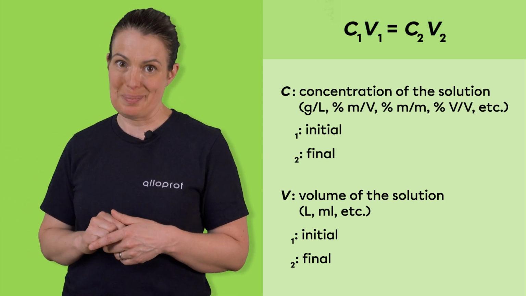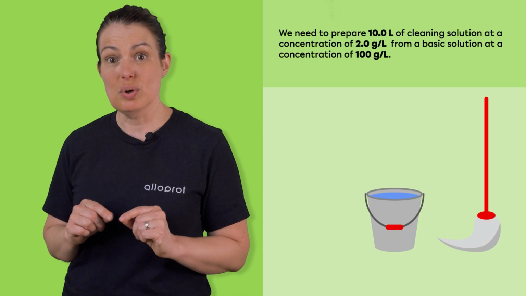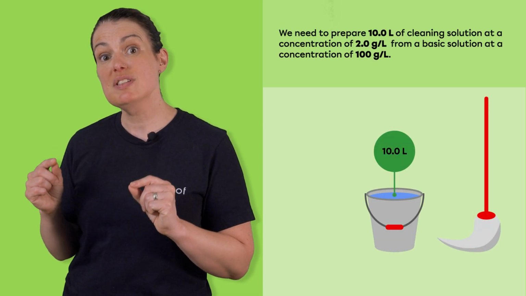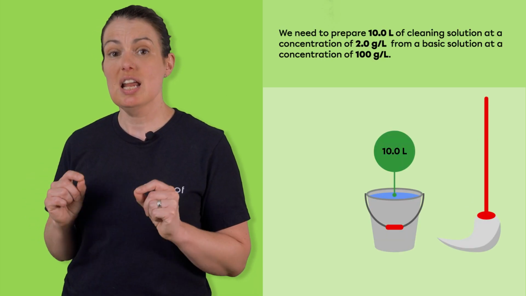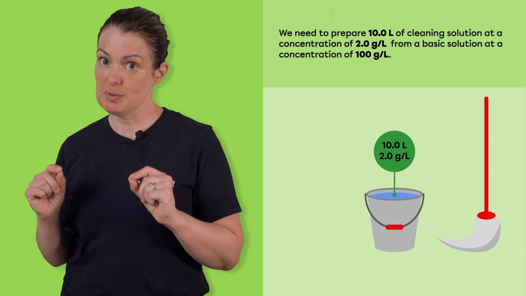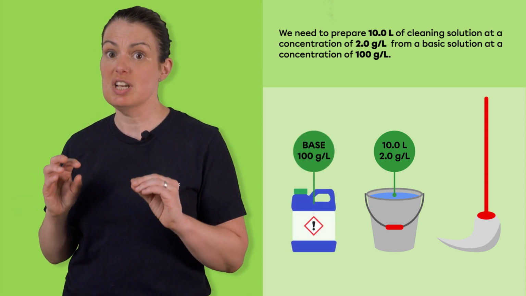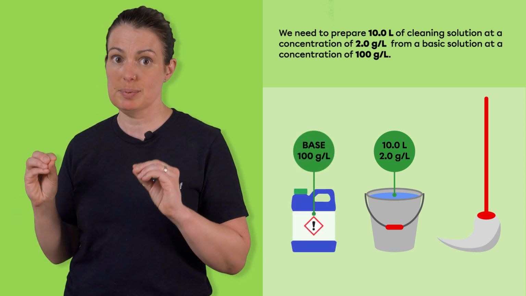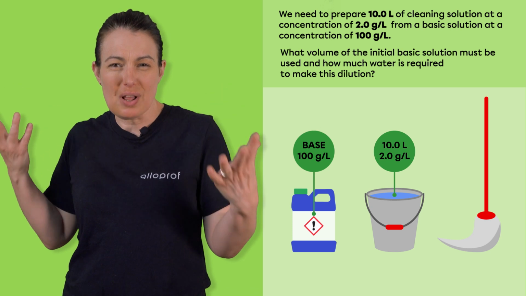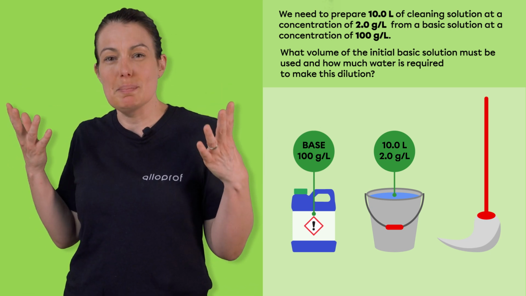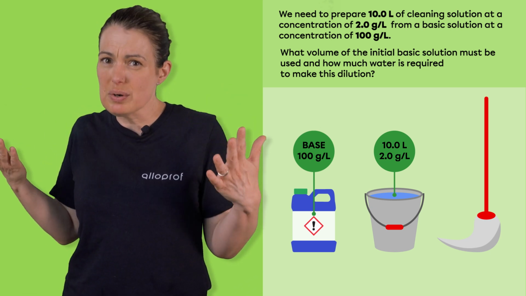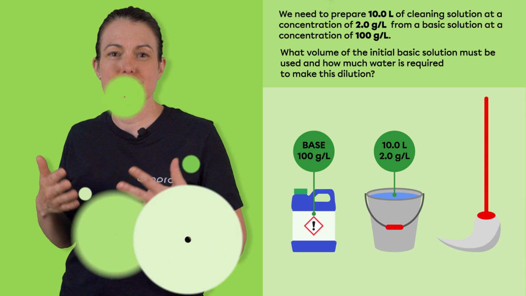Let's do an example. To clean the floor, we need to prepare 10.0 liters of a cleaning solution at a concentration of 2.0 grams per liter, using a basic solution at a concentration of 100 grams per liter. What volume of the initial basic solution must be used, and how much water is required to make this dilution?